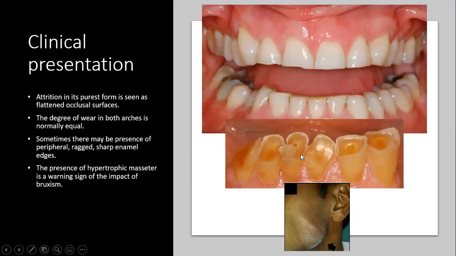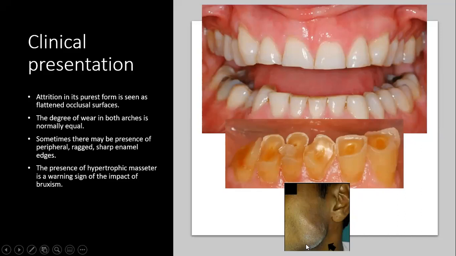In this picture you can see lower incisor teeth with peripheral ragged sharp enamel edges, and the enamel is almost gone. Only at the periphery there are ragged sharp enamel margins. The pulp is almost exposed in this picture.